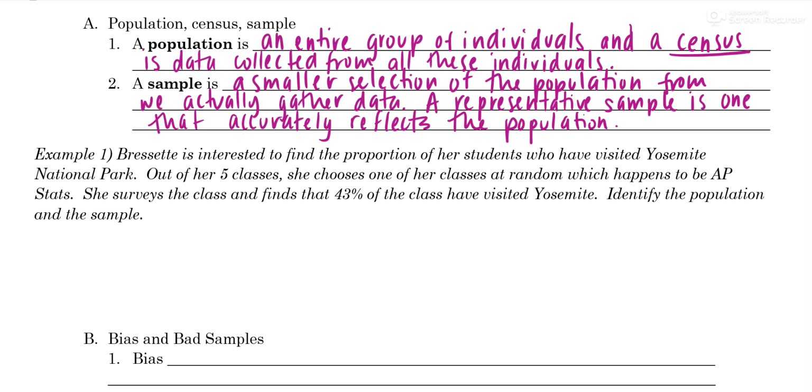When you're asked to identify a population and a sample, they're usually not asking you for a number. They're asking you for who or what is the population, who or what was the sample. Sometimes they will give you a number, sometimes they will not. So in this case, who is my population of interest? Well, it's not the proportion of all Edison students, it's just my students. It's just Brissette's students. So in this case, the population is just all students in Brissette's 5 classes.